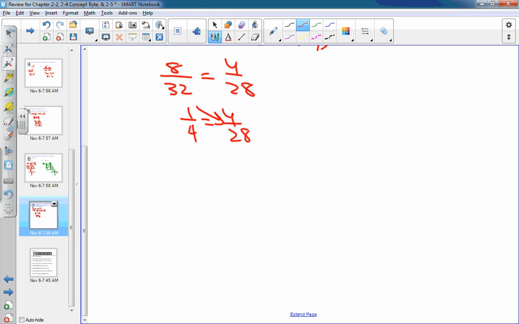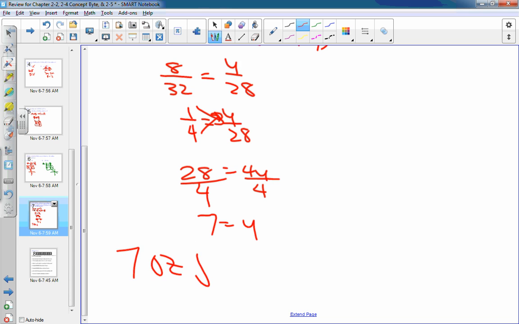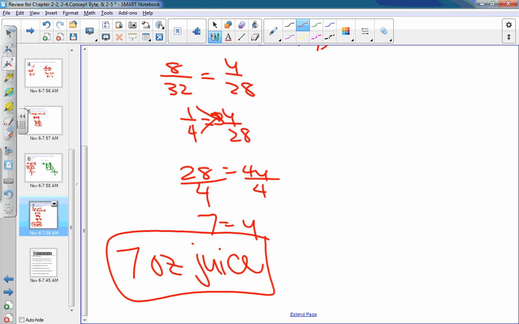Cross multiply or do simple concepts in your head. 4 times what gives you 28? 7, so therefore same concept here. 7 is equal to Y. 7 what? What does 7 represent? 7 ounces of juice. Do we all understand that? We good? Yes? Okay. That is the absolute last part of section 2-2.